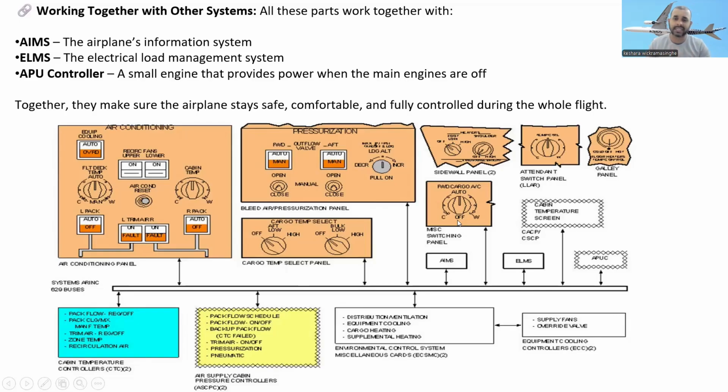Okay, these are just like a diagram. All right, so all this one and AIMS, ELMS. Like cabin temperature screen, APU controllers, all connected with this one. And this is the system having 6 to 9 buses. We'll talk about this one later. And from this one, they will provide the pack flow, main flight temperature, trim air, zone temperature, and recirculation air.